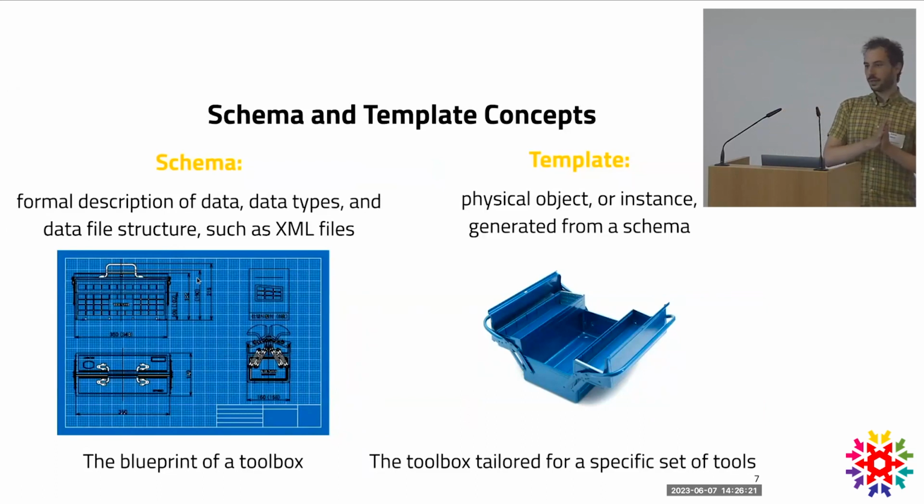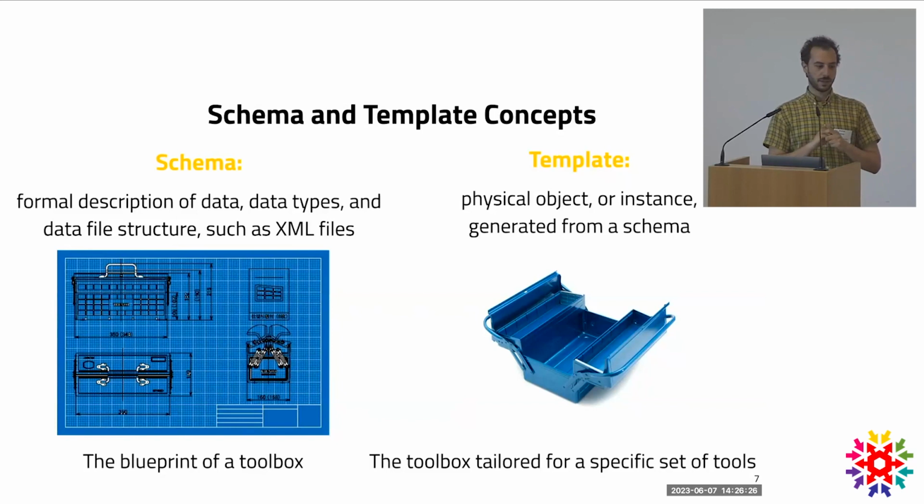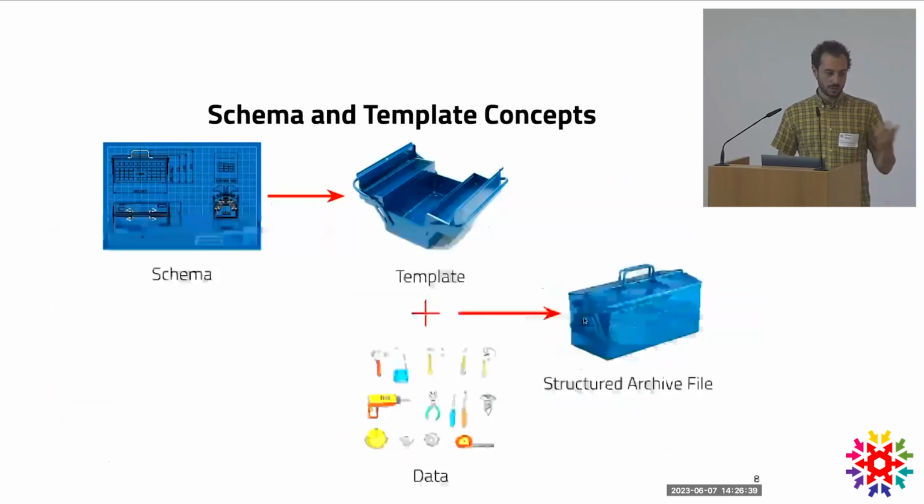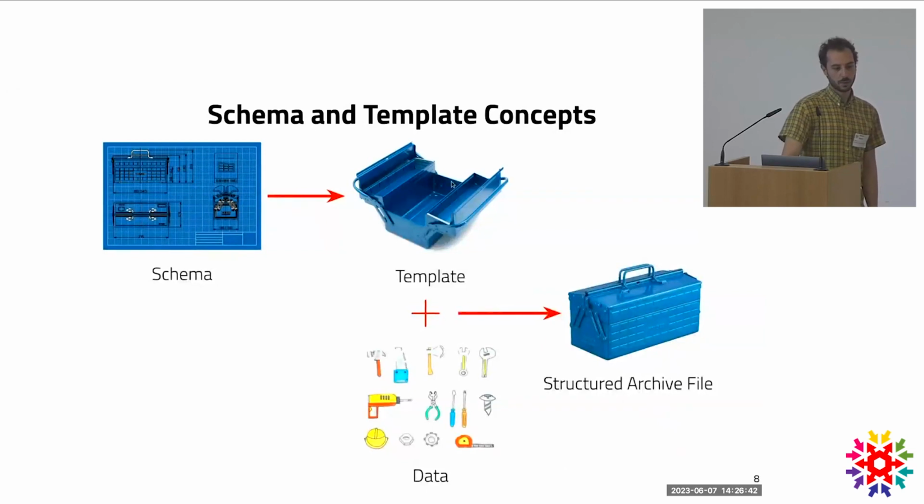And from this, we can actually create physical objects that are just the template, that are simply archive files, as we call them, that are shaped, let's say, with our schema, and that can contain specific kind of data. So this is how the workflow concludes. After designing a schema, we can instantiate multiple templates out of one schema, and then they can host specific kind of data that we structured, and then we get our structured archive file.